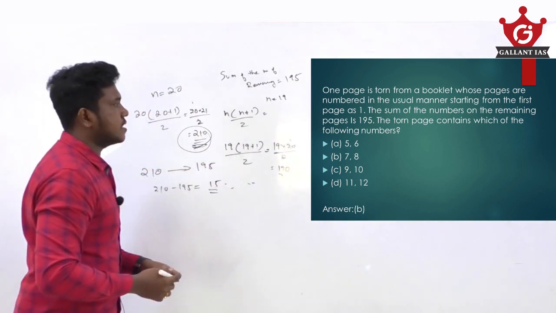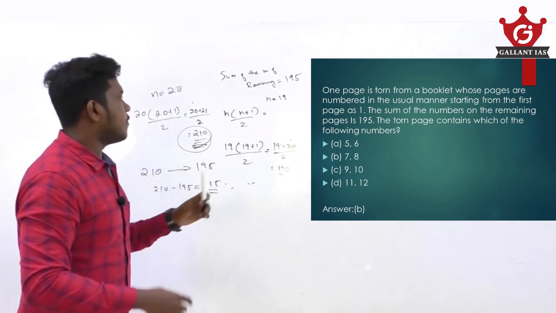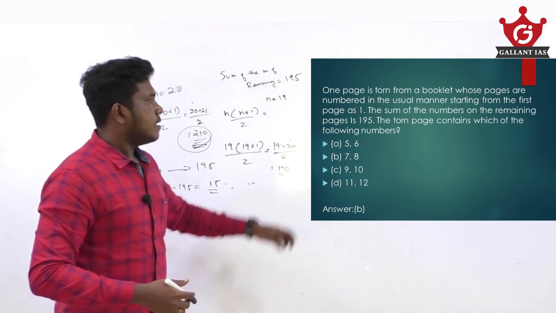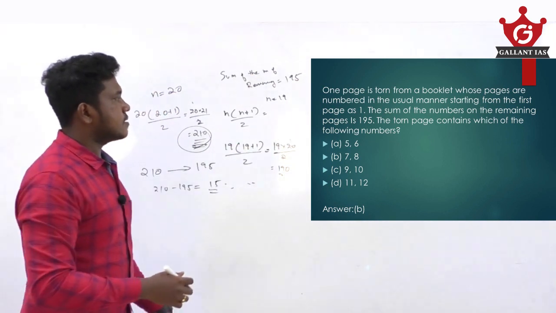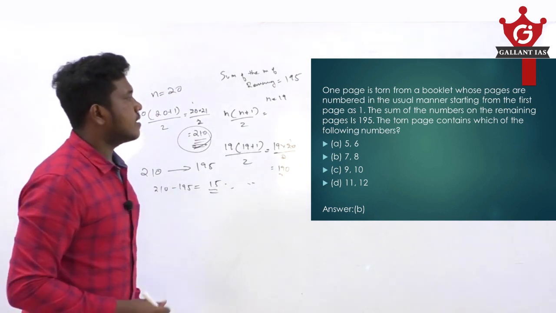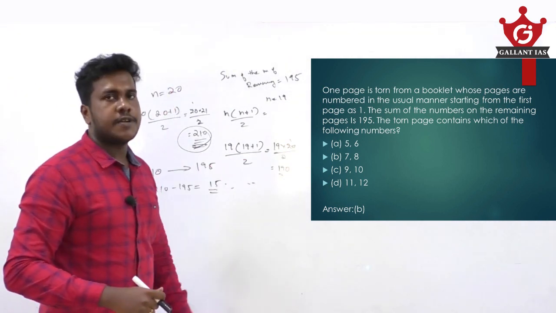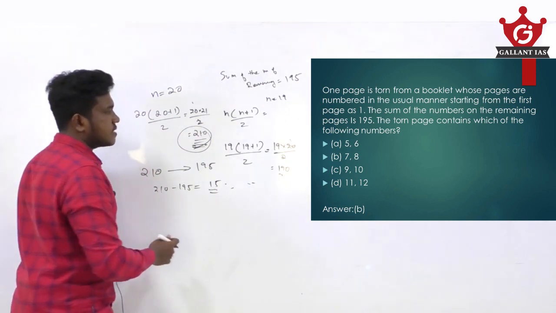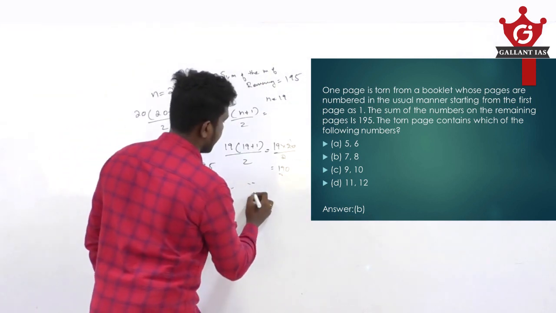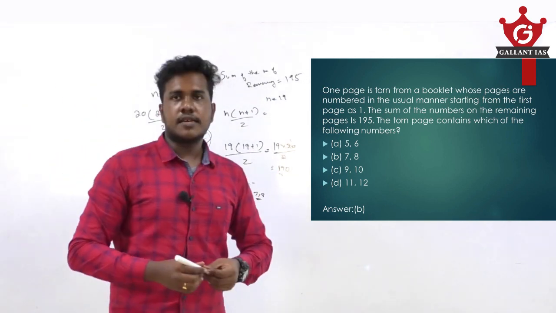Now look into the options. So here, which option will give you a sum 15? Look here. Look 5 and 6. No, it won't give. 7 and 8. It will give it. 8 plus 7 is what? 15, right? So our answer is B, 7 and 8. It's a very simple question, as well as you need to think, okay?